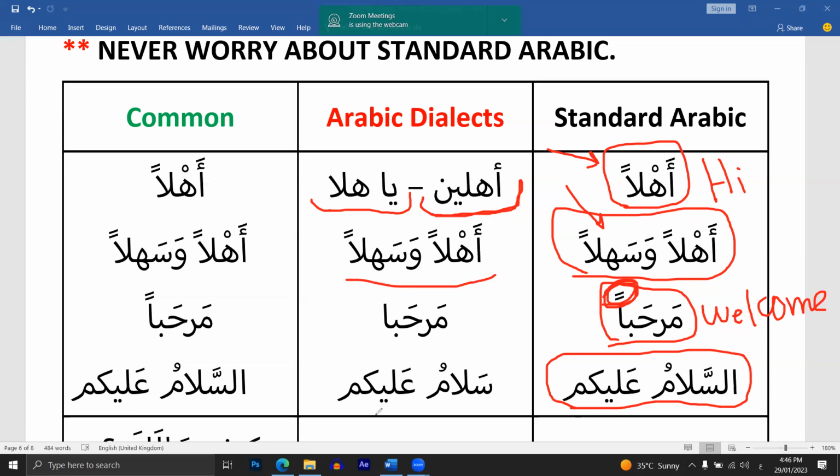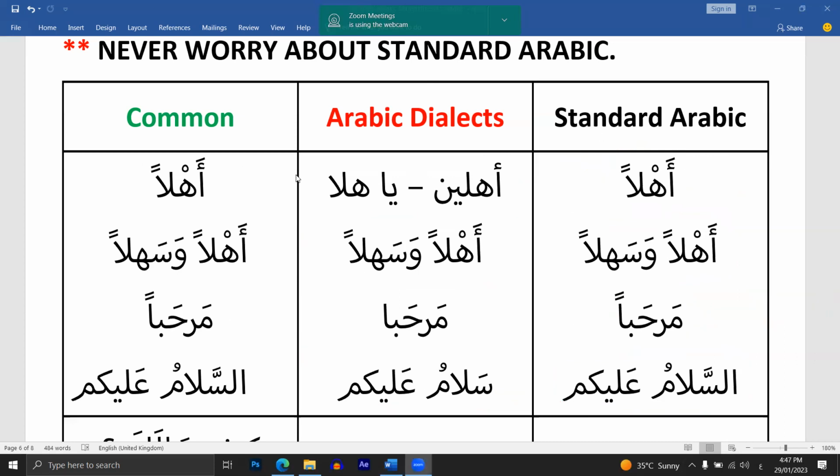And then lastly, assalamu alaikum, they used to pronounce it without the definite article al. Instead of assalamu alaikum, they say salamu alaikum. So here we don't have much difference between Standard Arabic and daily Arabic. Lastly, we can use ahlan, ahlan wa sahlan, marhaban, or assalamu alaikum. Okay, these are the main greeting expressions you can use.